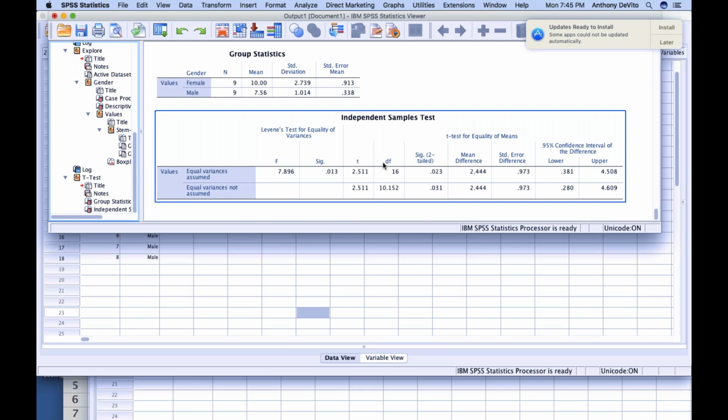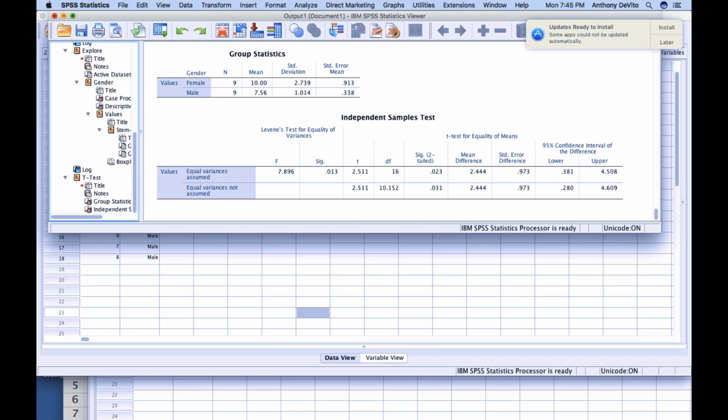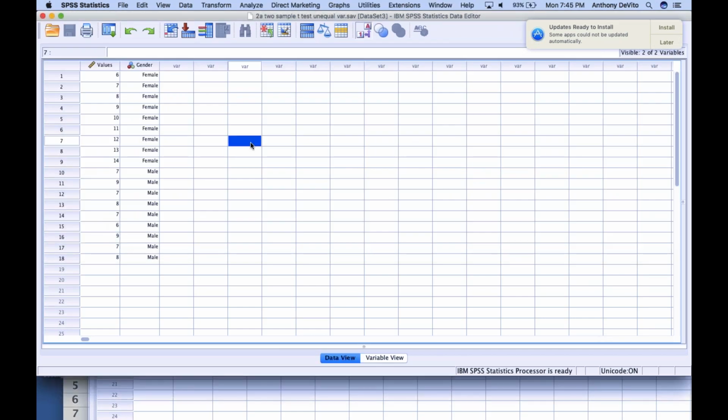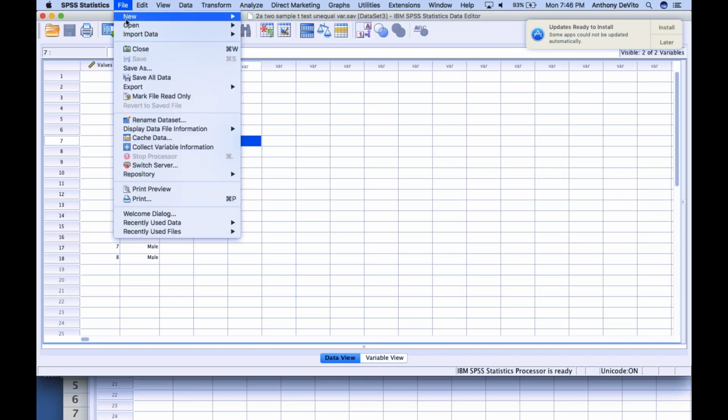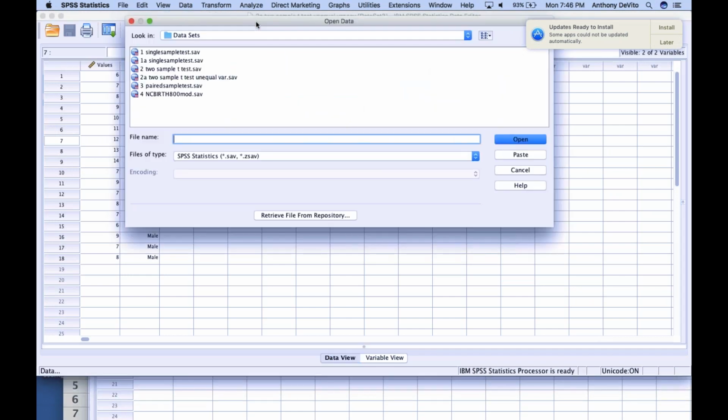Okay, I'll do one more thing. And that one more thing is I'm going to take a look at the idea of, well, what about when you have paired samples? When you get a situation like, let me open one up. Open. Data. Okay, paired samples.